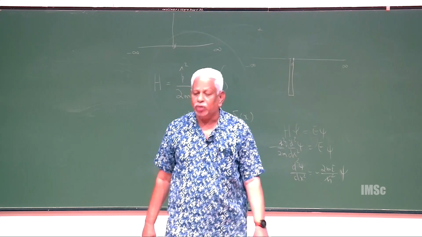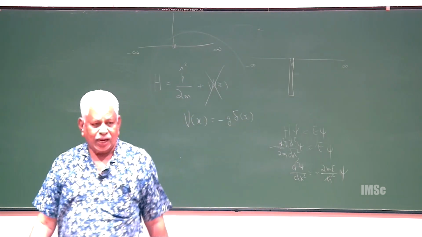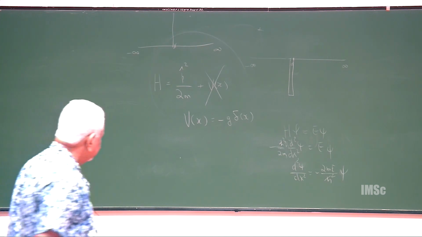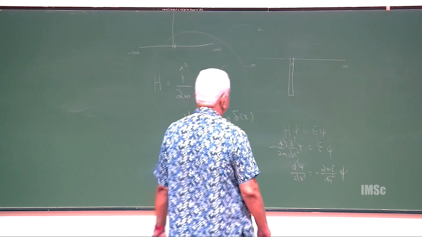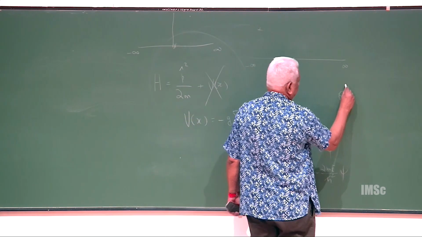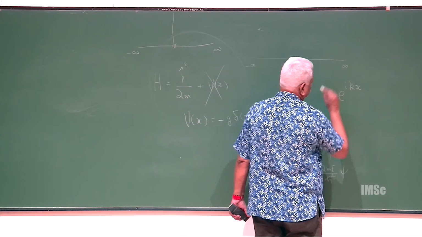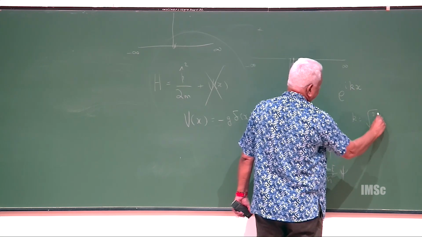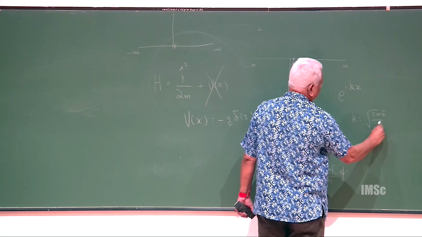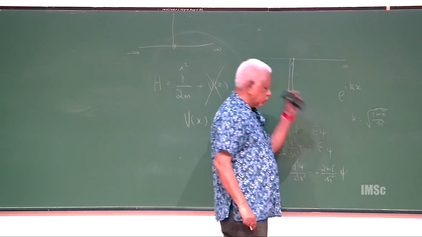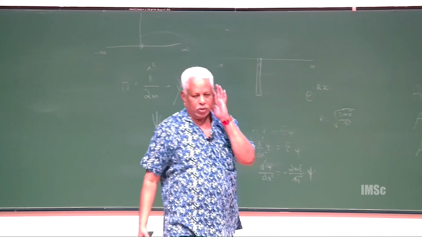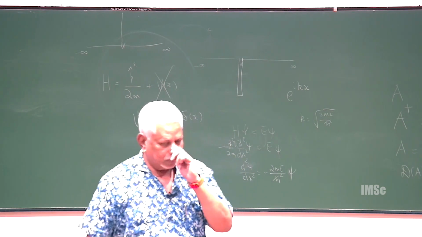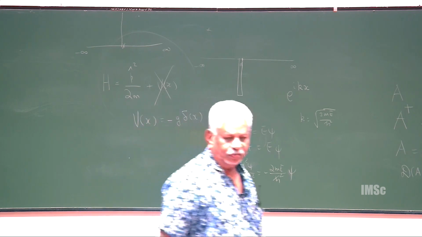Okay, that is the equation you have to solve, and it is an equation which can be easily solved, and that equation is e to the power ikx, where k is the square root of 2mE by h bar square. Okay, so that is the value of that thing.